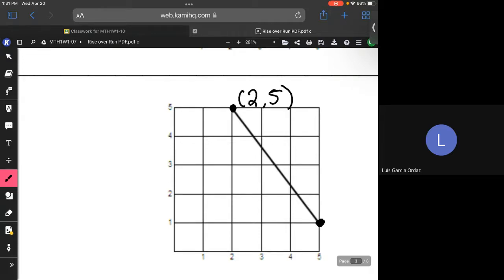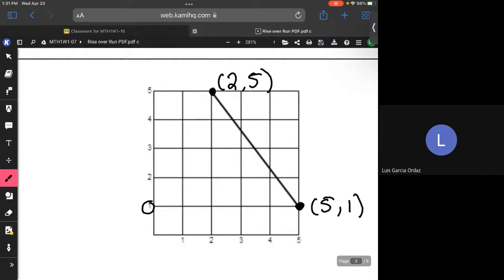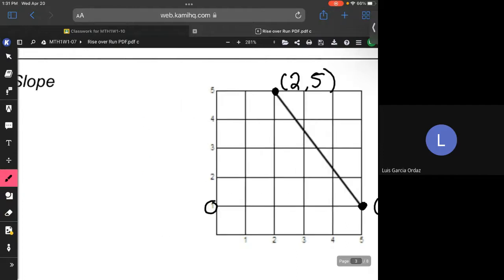Okay, what's my second one? Matthew, 5, 5. So my x value is 5, but what's my y value? 1. 5 and 1.